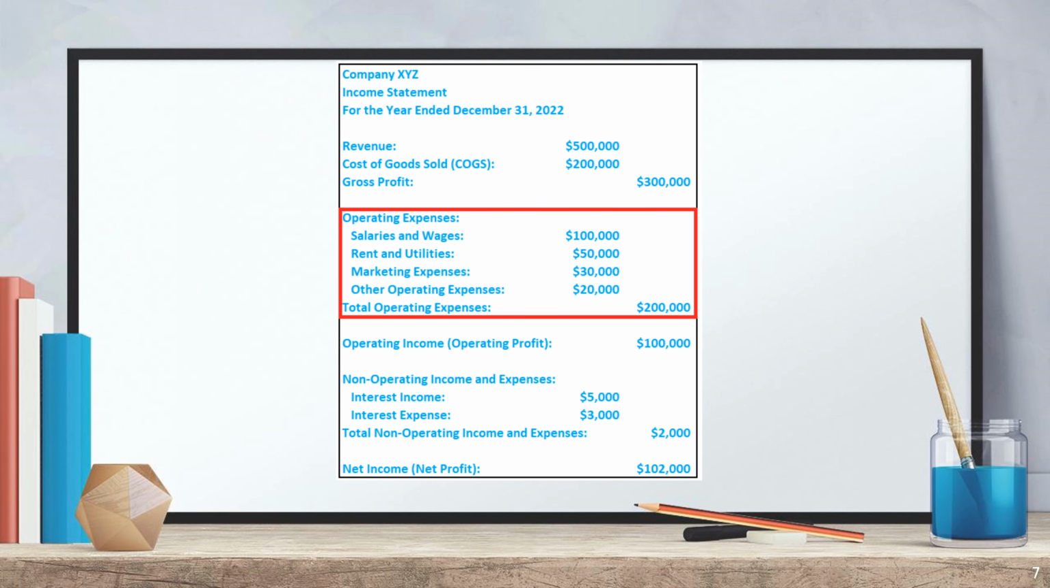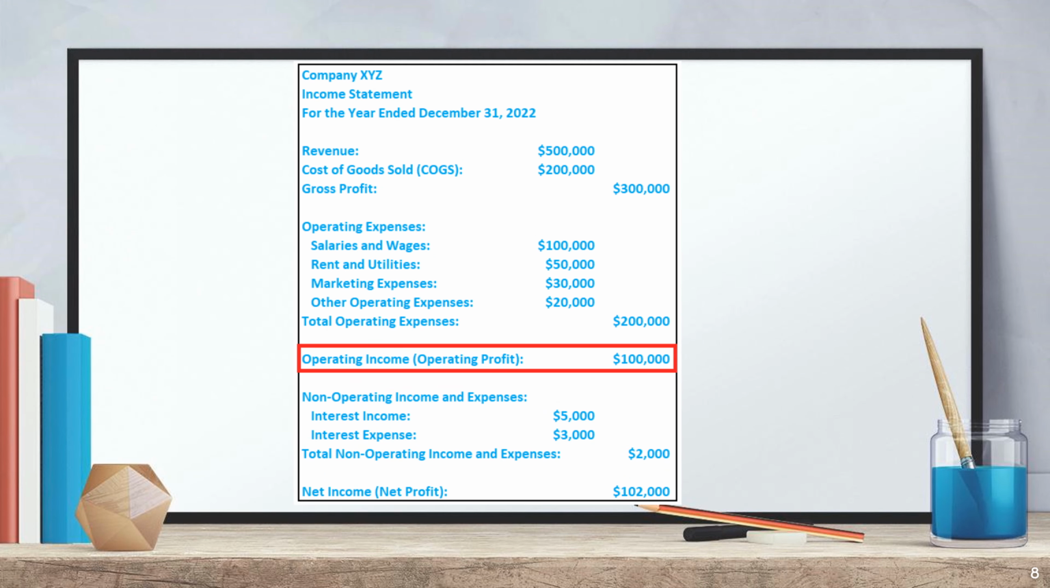Now let's shift our attention to the operating expenses section. These are the costs incurred to run the day-to-day operations of the company. It includes things like employee salaries, rent, utilities, marketing expenses, and so on. These expenses are subtracted from the gross profit to calculate the operating income or operating profit. The operating income shows us how much money the company made from its core business activities after deducting all the necessary expenses. It's like knowing how much money is left after paying the bills.